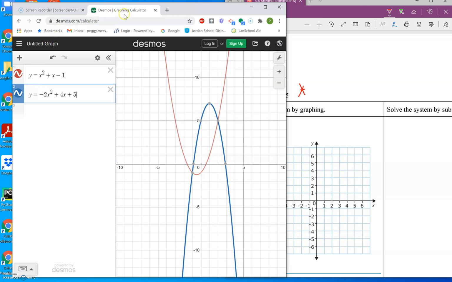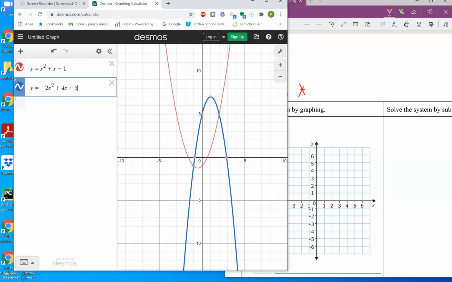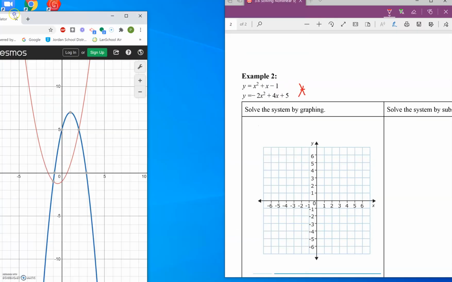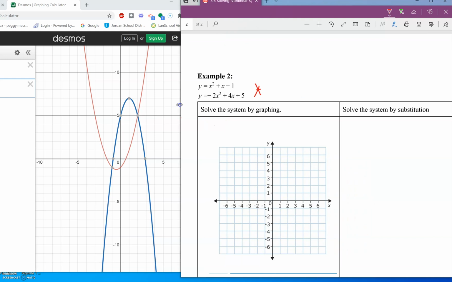Okay, so that's what our two graphs will look like. So the red one is opening upward, the blue one is opening downward, so we know which one is which. Right? Okay, I'm going to draw those on my page. All right, extend this a little bit, make it a little bigger.